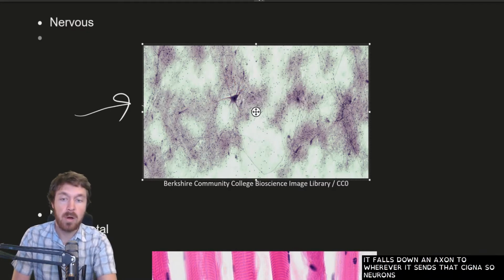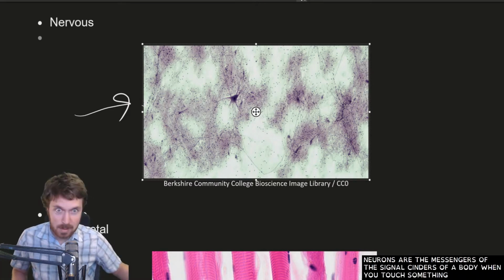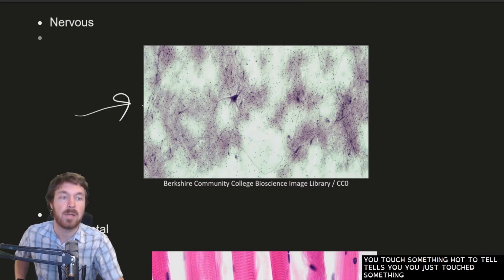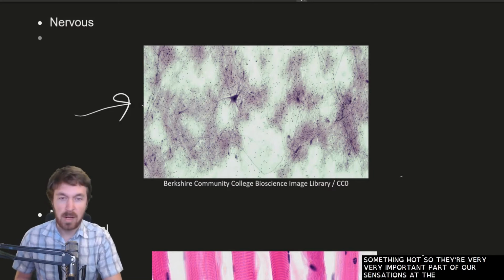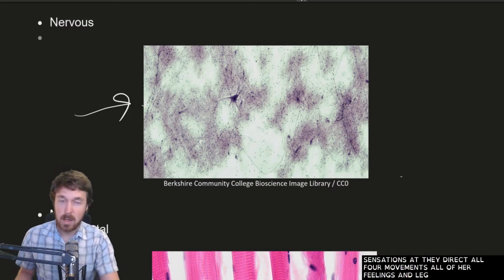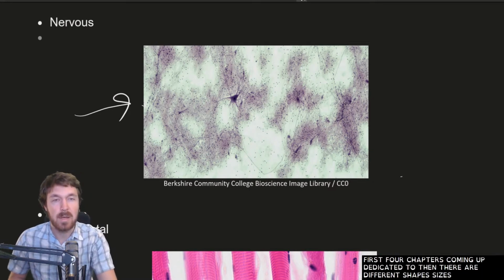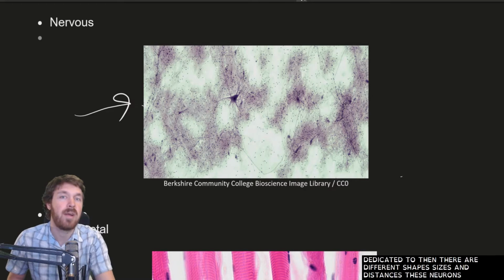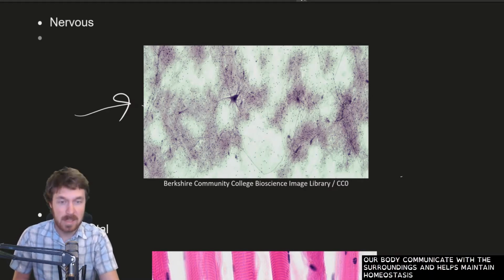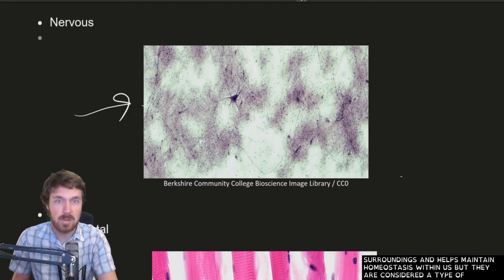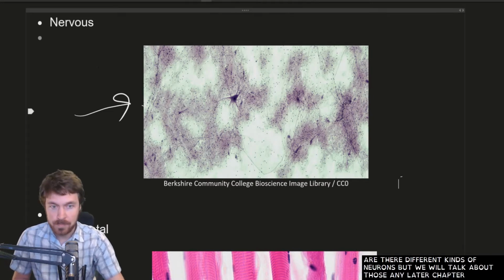So neurons are the messengers, the signal senders of our body. When you touch something hot, that's how it tells you you just touched something hot. So they're a very, very important part of our sensations. They direct all of our movements, all of our feelings, and they get about 4 chapters coming up dedicated to them. There are different shapes, sizes, and distances these neurons can travel and communicate, but it's how our body communicates with our surroundings and helps maintain homeostasis within us. They are considered a type of tissue. There are different kinds of neurons, but we will talk about those in a later chapter.